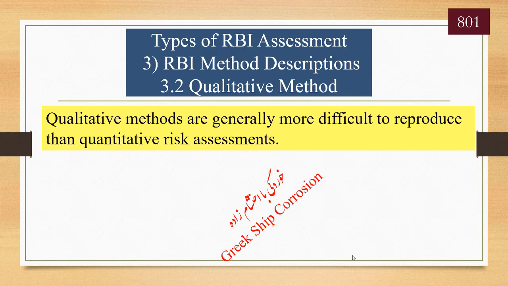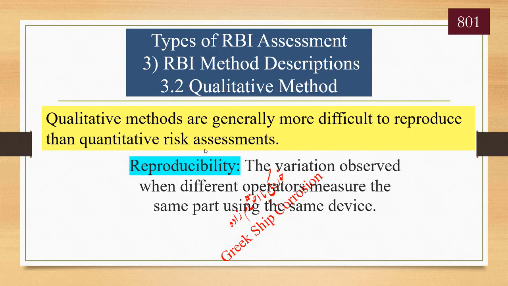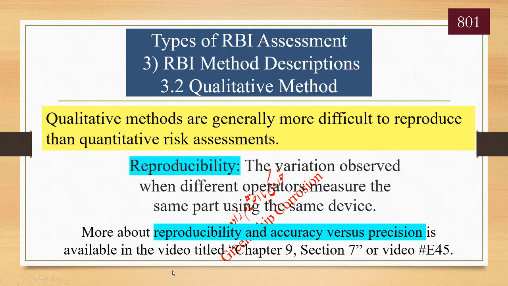Qualitative methods are generally more difficult to reproduce than quantitative risk assessments. Reproducibility: the variation observed when different operators measure the same part using the same device. More about reproducibility and accuracy versus precision is available in the video titled Chapter 9, Section 7, or video number E45.